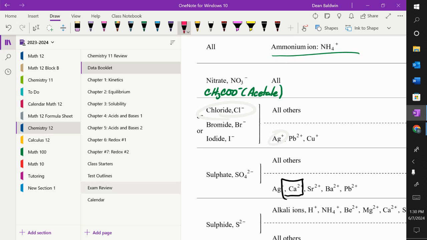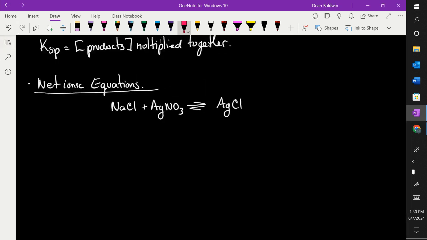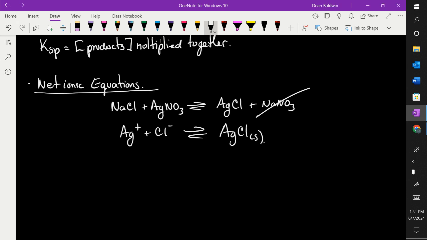So we know that that is a solid. If we're going to write out the net ionic equation, sodium and nitrates are always spectators. They don't really do anything, so we ignore them. The net ionic would just be silver ions plus chloride ions going to AgCl.